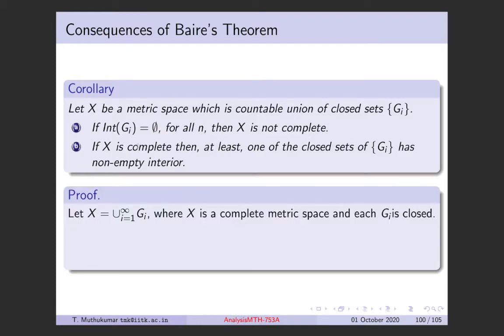So what is the proof of this? Suppose the given metric space X is a countable union of closed sets. If X is a complete metric space, the statement here, and each G_i is closed, right? Then U_i, which is the complement of G_i, is an open set. And the fact that the union of G_i is X means the intersection of U_i is empty. So U_i is an open set, and its intersection is empty.